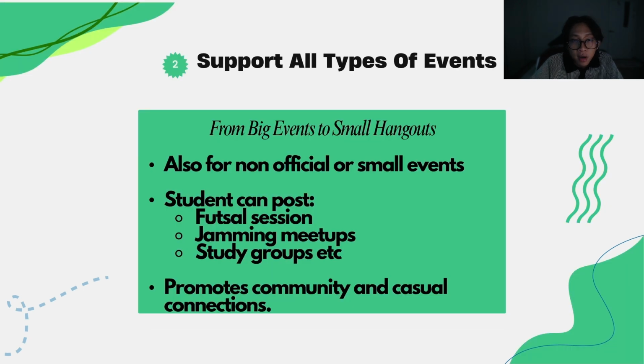Next point is support for all types of events, from big events to small events, from non-official to official, and various kinds of events. This explains that this calendar isn't restricted to official events, but also supports non-official events if required, which enables students to post a futsal session, jamming meetup, study group, or any other non-official events on the calendar. It subsequently promotes community and casual connection in our application, thus providing an environment where everyone, as long as they are a student, can join and enjoy themselves.